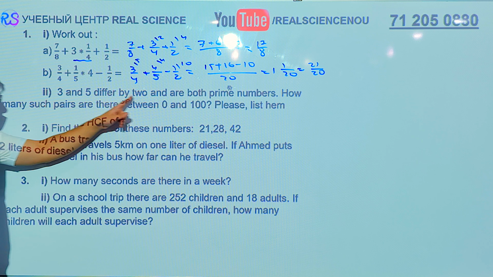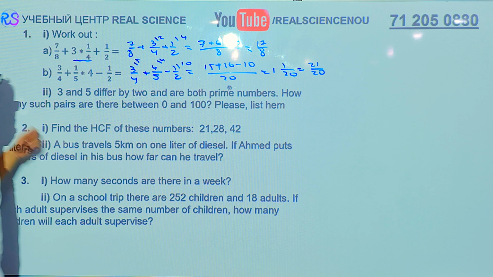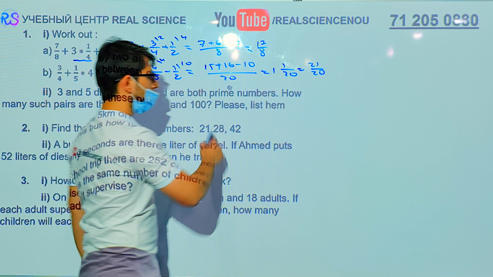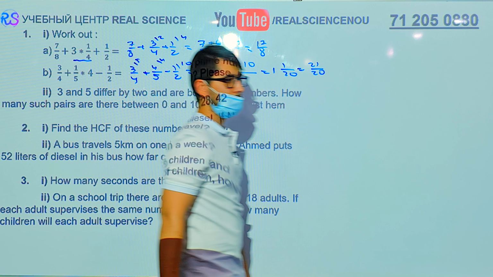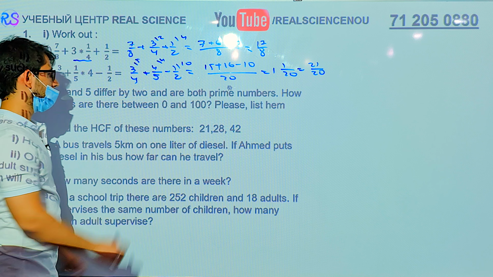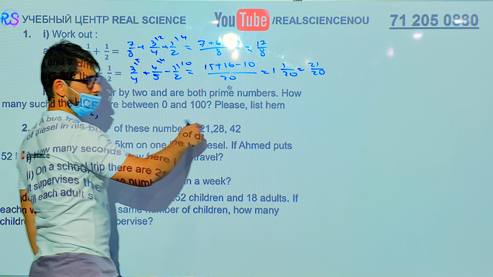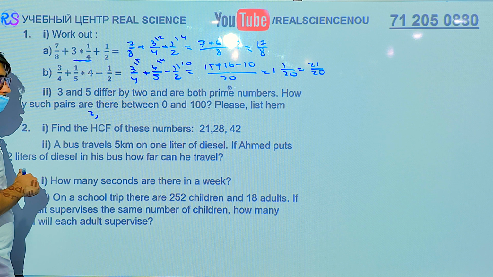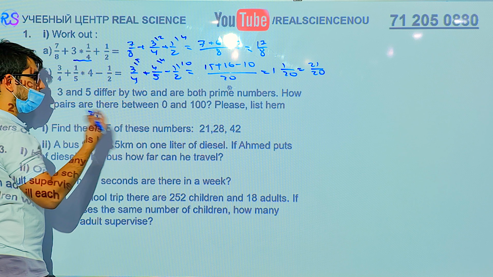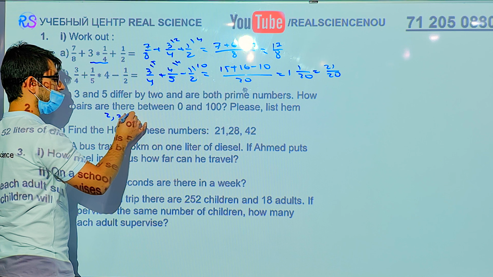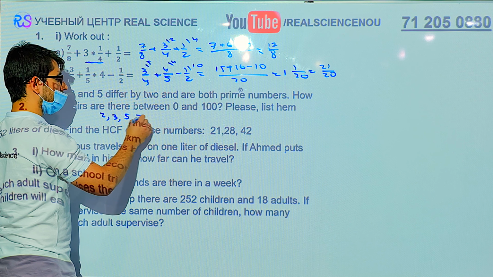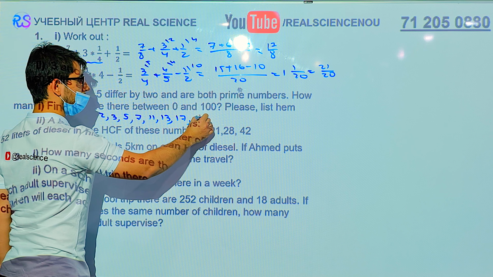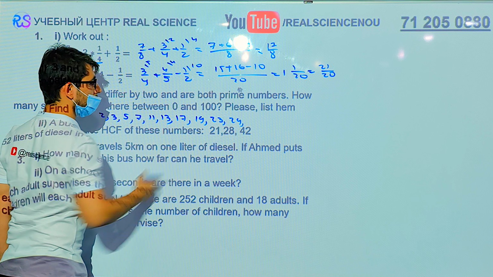3 and 5 differ by 2 and are both prime numbers. How many such pairs are there between 0 and 100? Please list them. First of all, you have to list prime numbers starting from 2 till 100. So, let's list till, let's say, 30, and then we will choose some pairs, and the rest will be similar, right? 2, can you tell me the next prime number? 3, 5, 4 is not a prime number, right? 7, 11, 13, 17, 19, 23, 29.